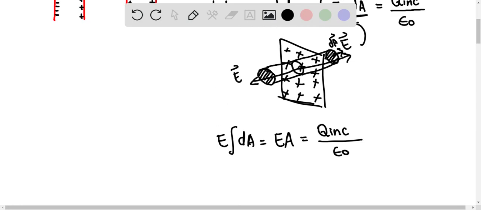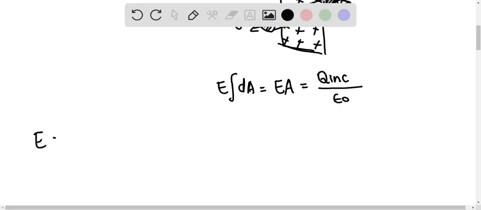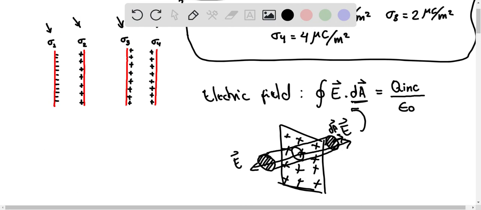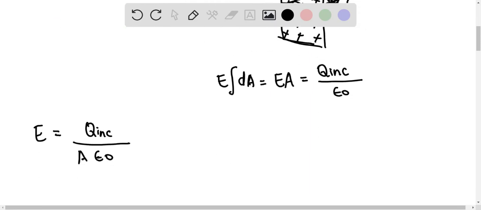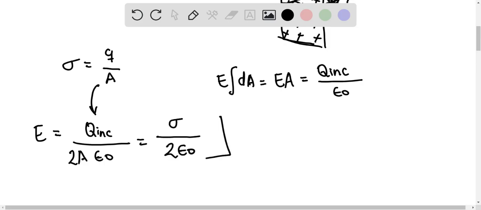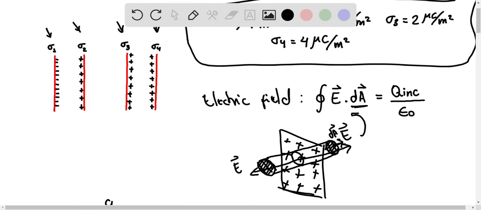Now we simply solve for the electric field, and this will give us the following. We note that in this case we are counting this area and the one at the back, so we have 2 times that area. And we note that the surface charge density sigma is equal to the charge over the area. So we obtain that the electric field is the charge density over 2 times epsilon 0. With this in mind, we can obtain the electric field at any point we want to measure in our sheets.